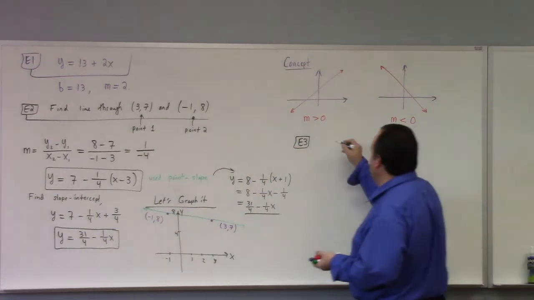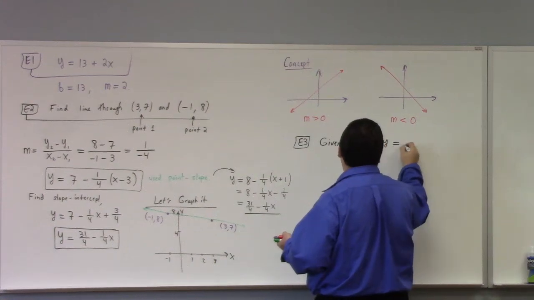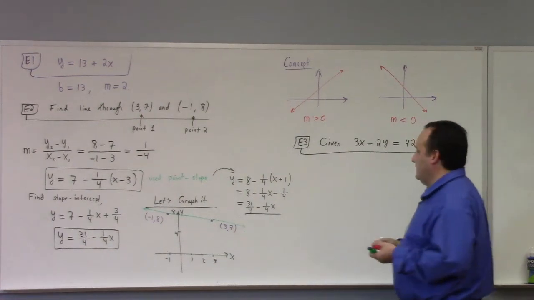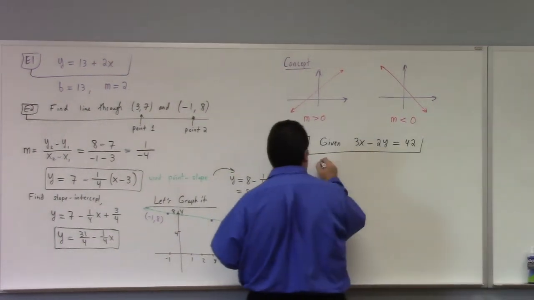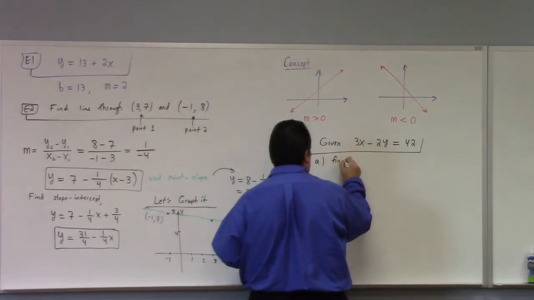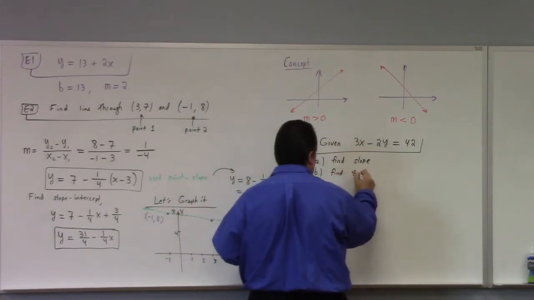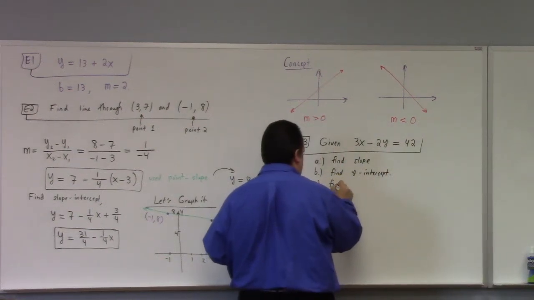Sometimes we're given the equation of a line in standard form, something like 3x minus 2y equals 42, right? Suppose you're given that. There's a bunch of questions you could be asked. What's the slope of the line? What's the y-intercept of the line? Can you give me a point on the line? So let's find a bunch of things here. Part A, find slope. Part B, find y-intercept. C, find x-intercept.